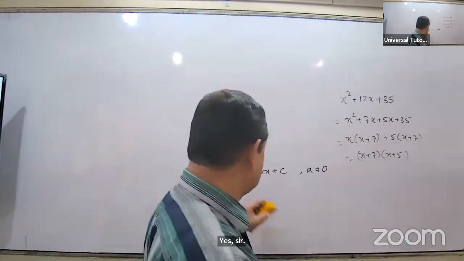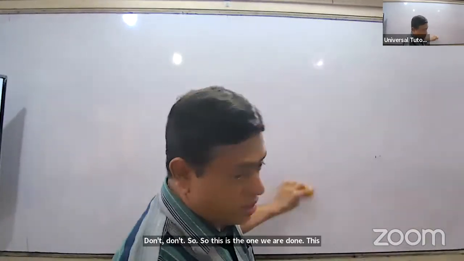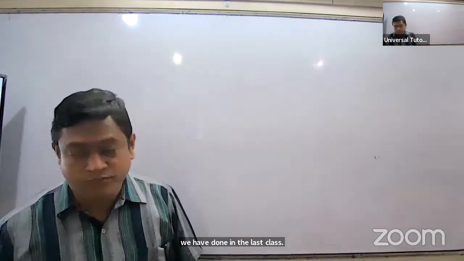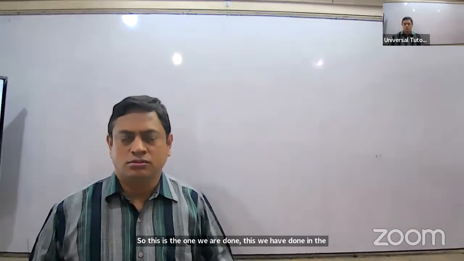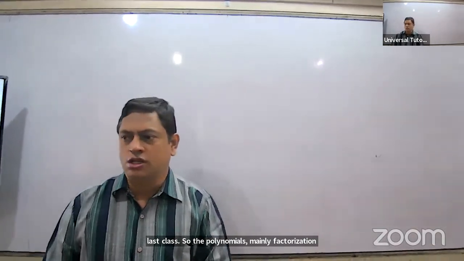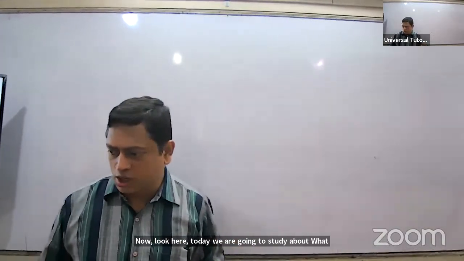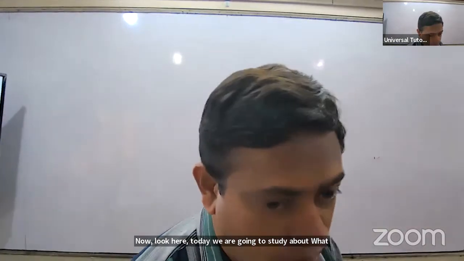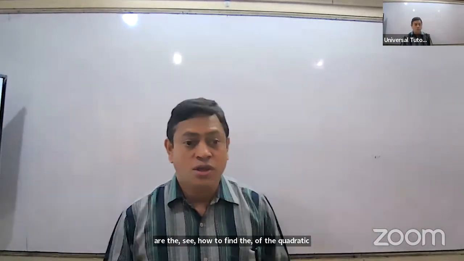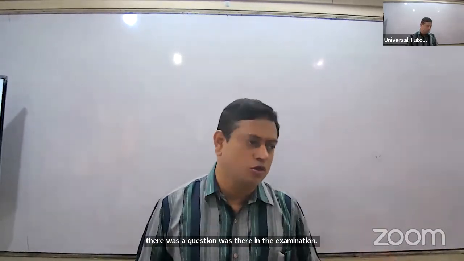This is the one we have done, this much we have done in the last class. So the polynomials, mainly factorization, we are going to do. Today we are going to study how to find the zeros of a quadratic polynomial and the relation. Even this year there was a question in the examination: find the quadratic polynomial and verify the relation between the coefficients and zeros.